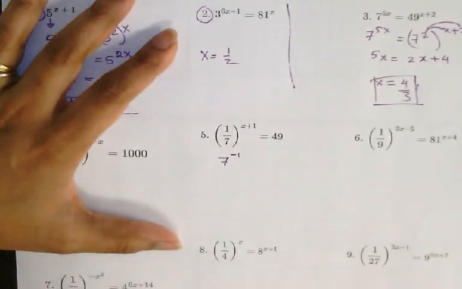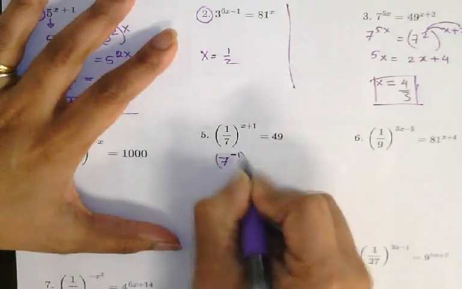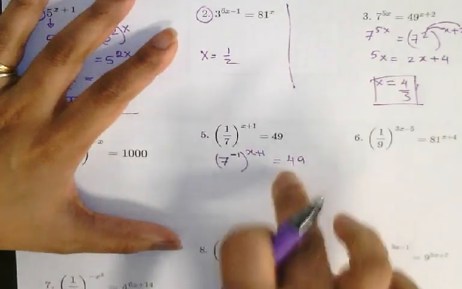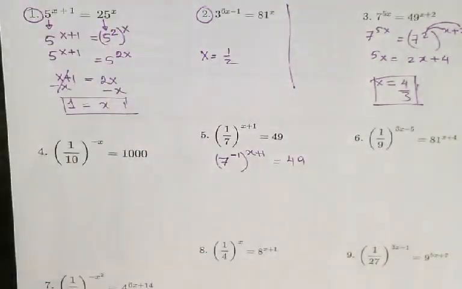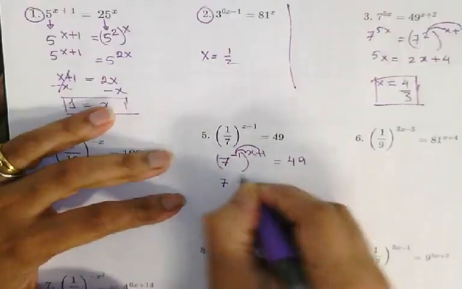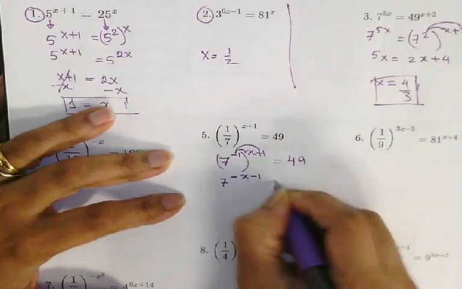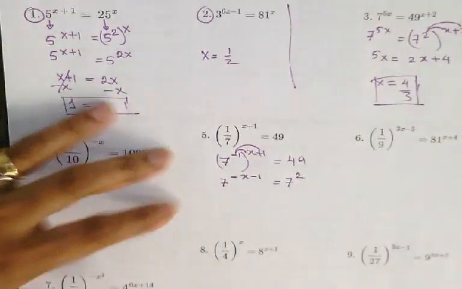So -1, right? Okay, let's do it. X plus 1 is going to be equal to 49. I want to make this one a 7. What can I do? Power negative x, -1 is going to be equal to 7 squared.